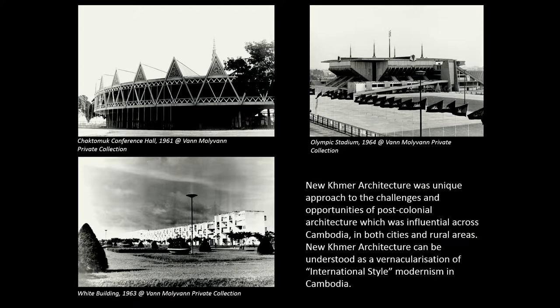New Khmer architecture is described as an architectural movement combining Western modernism with traditional Cambodian architecture. Mostly it was shown in public buildings, inspired by Khmer architecture and the lifestyle of Cambodian people. Or maybe you can call New Khmer architecture neo-vernacular architecture. It's also comparable.